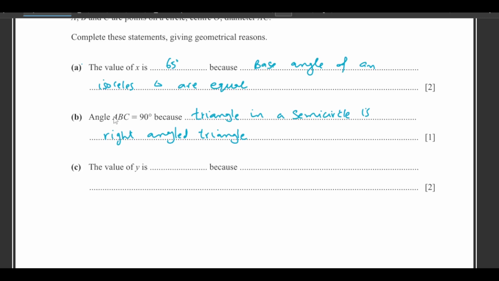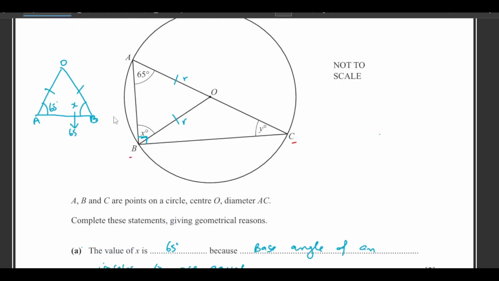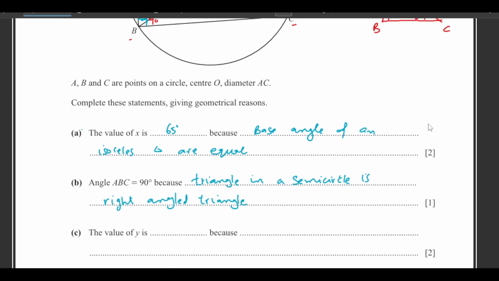Okay, so now part C, the value of y. We need to see where y is. Y is here, we are looking for this angle. Now we have taken this angle as 90. So this is a triangle like this. Let me show you here. So this is A, B, C. For A we have 65 and this angle is 90, right? We are talking about this whole triangle ABC and we are looking for this angle. It's very simple. You have two angles of a triangle and then you can find the other one.